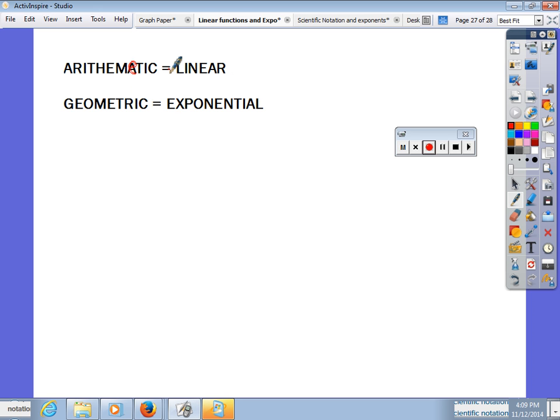So if it says, is it an arithmetic sequence? They can also say, is it linear? Is it a geometric sequence? They can also say exponential. It means the same thing.